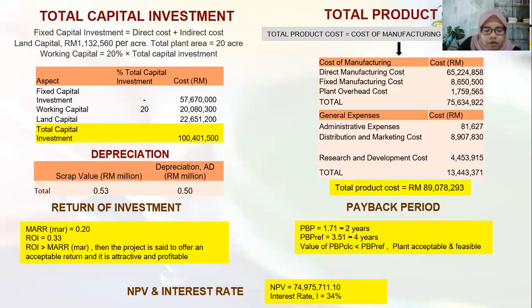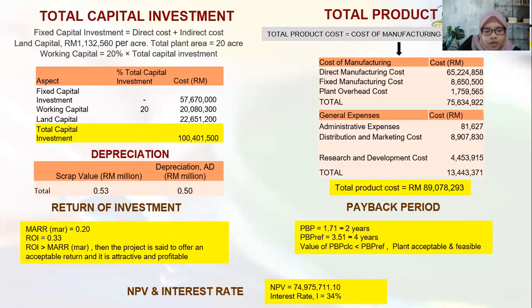For the payback period, from our calculation, we get 1.71 years. And then for the payback period reference, we get 3.51 years. So the value of payback period calculation is lower than payback period reference. So the plan is acceptable and feasible.